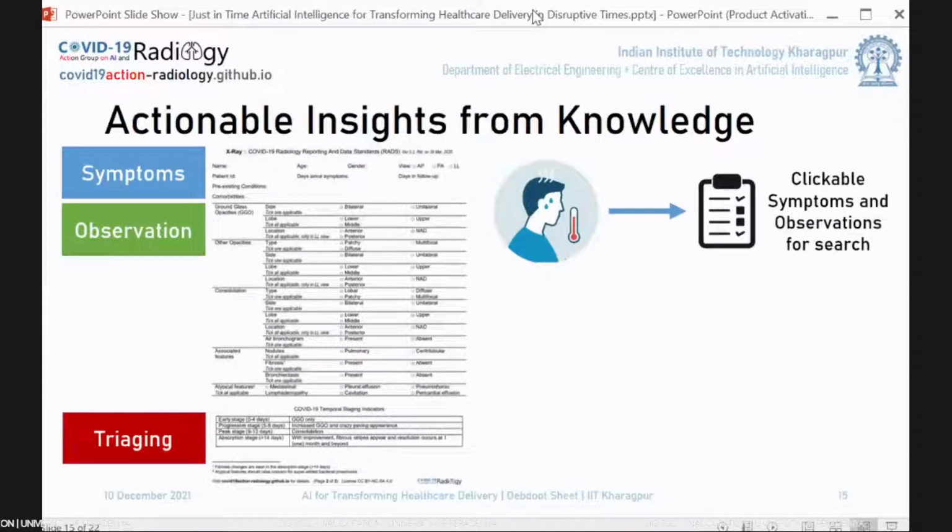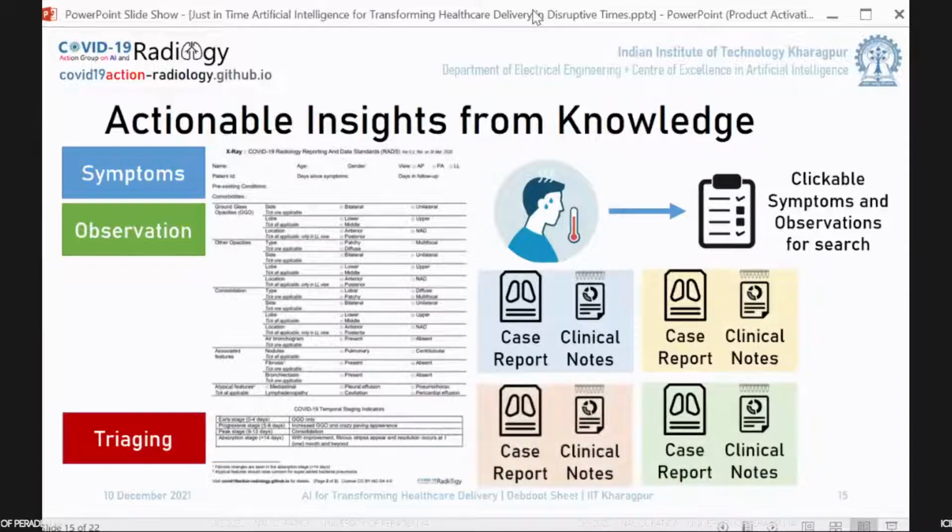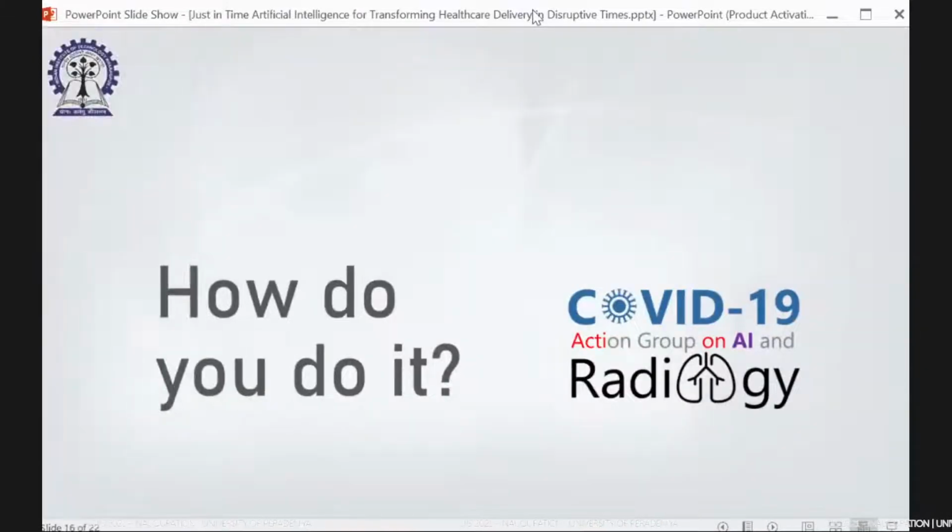Now, once you are able to create this, it enables you to essentially have a clickable set of symptoms. You click on that. Based on that, a clinician can actually fetch a lot of previous case reports, and based on the success of a certain treatment reported in these case reports, they can now build up an evidence base for delivery of medicine. Now, the question is, how do you really build up this sheet? Because it's not a very simple or easy thing to do.